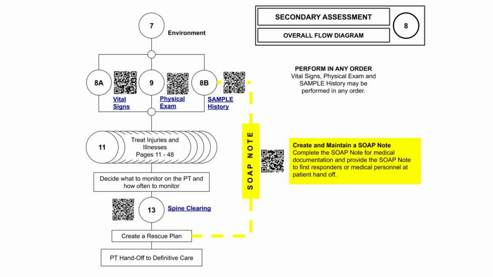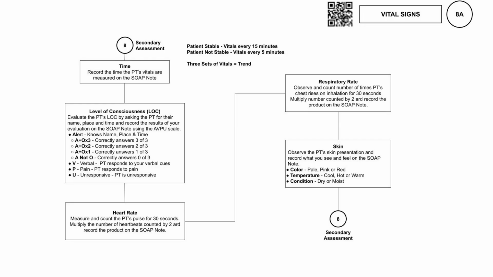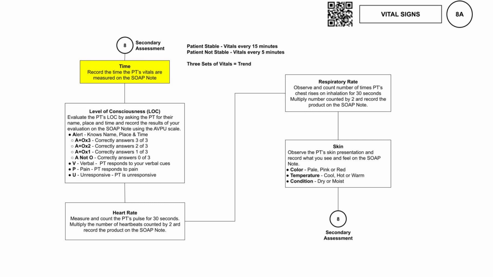Now, remember, the order in which you conduct these components is flexible and can be adapted based upon your situation. You can record vital signs, collect SAMPLE history, or perform the physical exam in any order. Vital signs are our first window into the patient's condition. They include time, level of consciousness score, heart rate, respiratory rate, and skin condition: color, temperature, moisture.